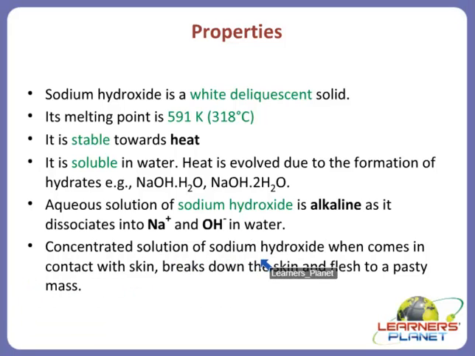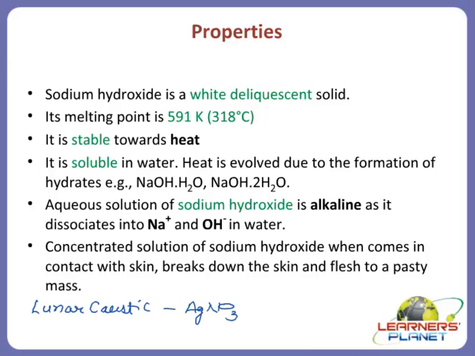A concentrated solution of sodium hydroxide, when it comes in contact with the skin, breaks down the skin and flesh into a pasty mass. Right? So that is why it is called caustic. There is one more caustic compound, that is called lunar caustic. Have you heard about it? Lunar caustic. It has got a very good name, lunar. I'll tell you. Lunar caustic is caustic. This is silver nitrate.